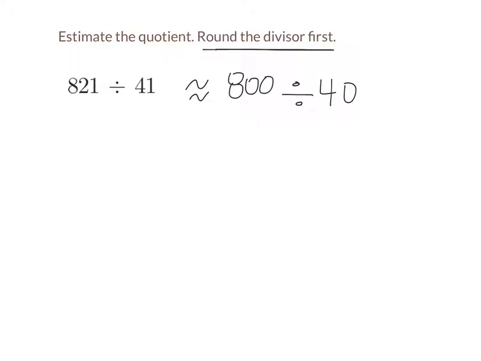Why do you think they tell us to round the divisor first? That's my big question. We're going to do 3 practice problems, and we're always going to round the divisor first. And as we do it, you're going to be thinking to yourself, why? Why can't I just start with the first number and round that number first? Okay, think to yourself. We'll talk about it at the very end.